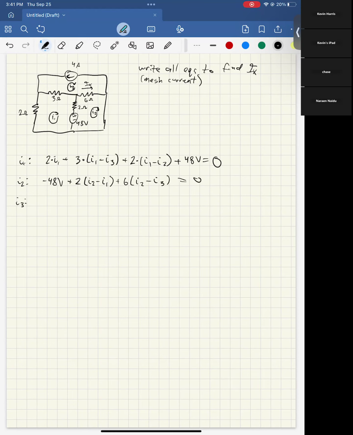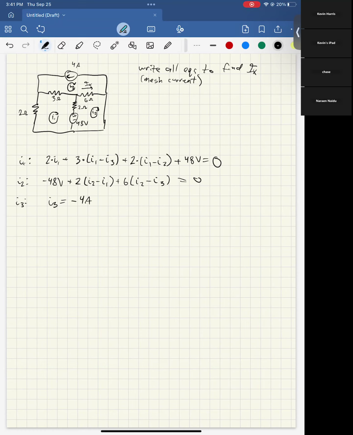And then for I3, actually, we don't have to do anything because there's a current source. It just tells us. Same as before, since the current source is kind of facing the opposite direction as the loop, it's just going to be negative 4 amps, right?